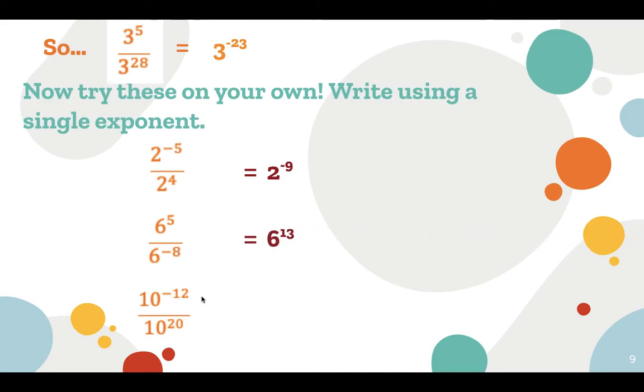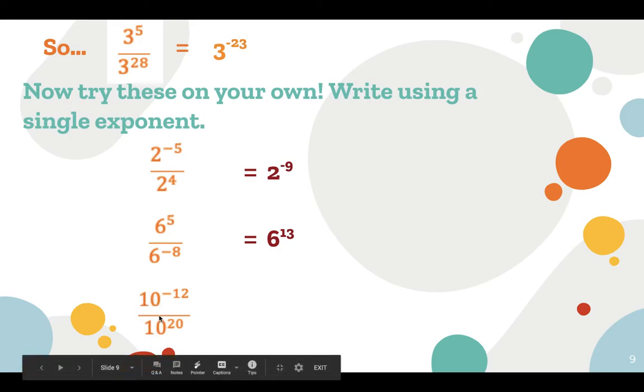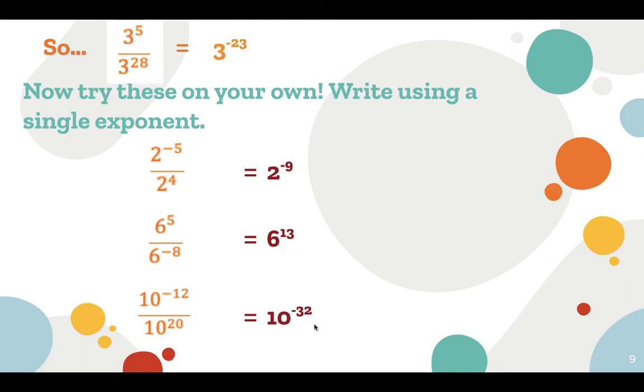And our last example, we're going to keep our base the same, it's 10, it's negative 12 minus 20, so I'm going to keep negative 12, change our sign from minus to plus, and make 20 its opposite to be negative 20. So it's negative 12 plus negative 20, which would be negative 32. 10 to the negative 32nd.